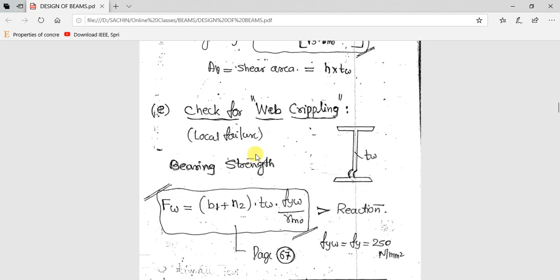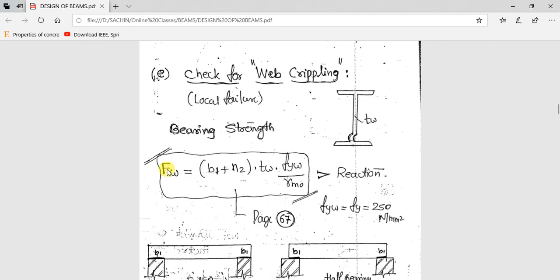So these are the local failures. The first one is check for web crippling. I told you this is where the crippling happens at the junction. It will occur at the bottom of the I section if the stresses are more at the support, and at the top junction if the concentrated load is active. For this the formula is given in page number 67, and this value should be greater than the reaction which you are getting at the support.